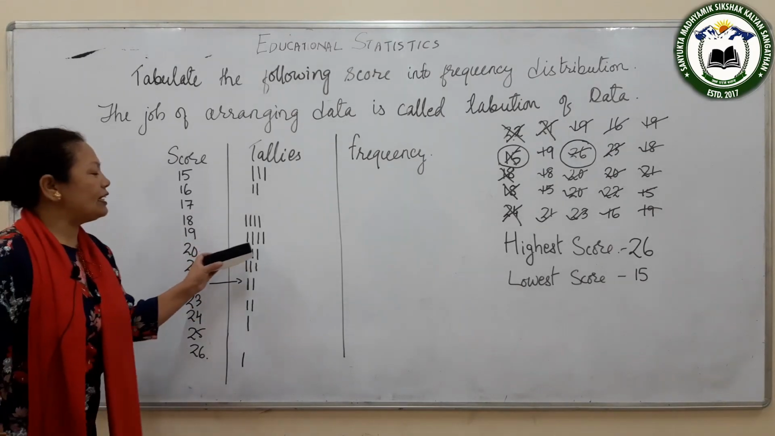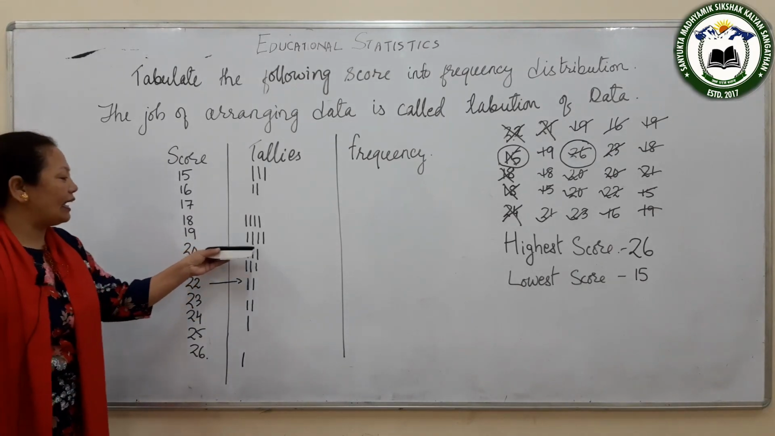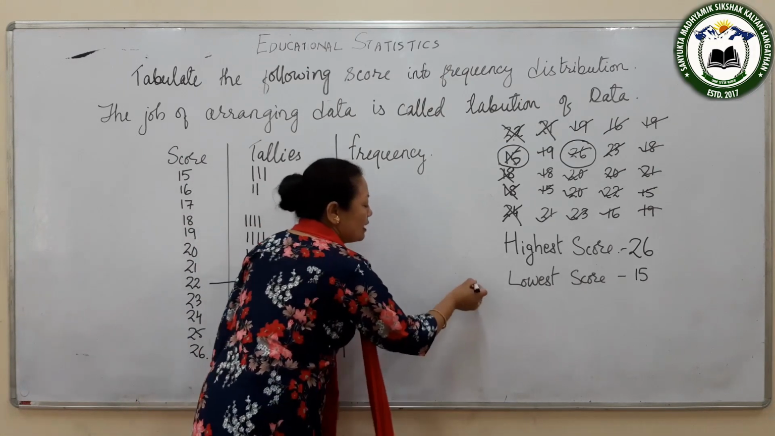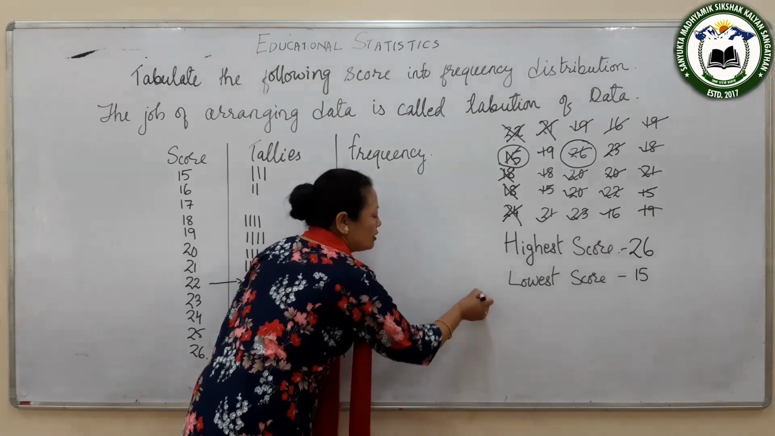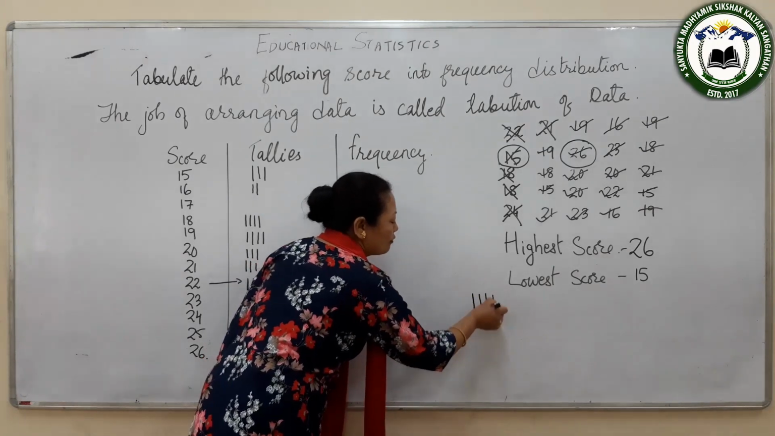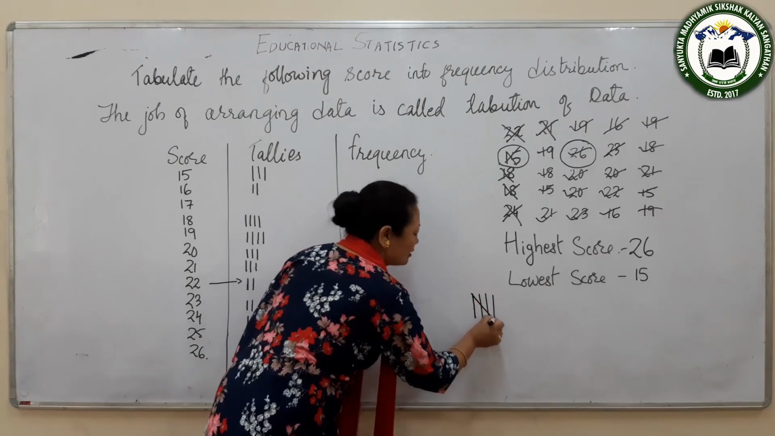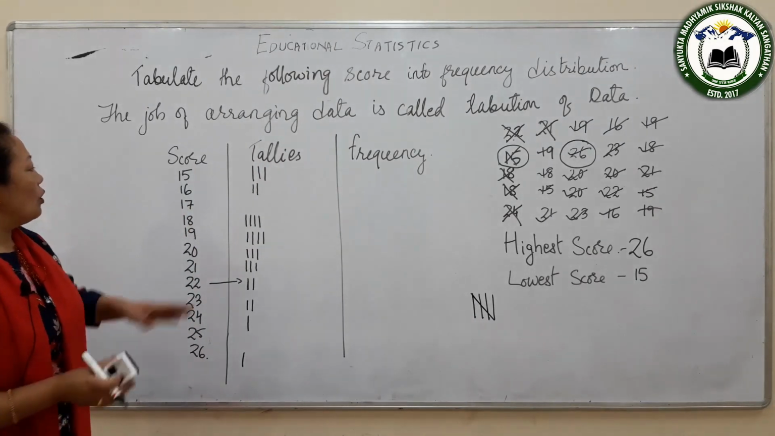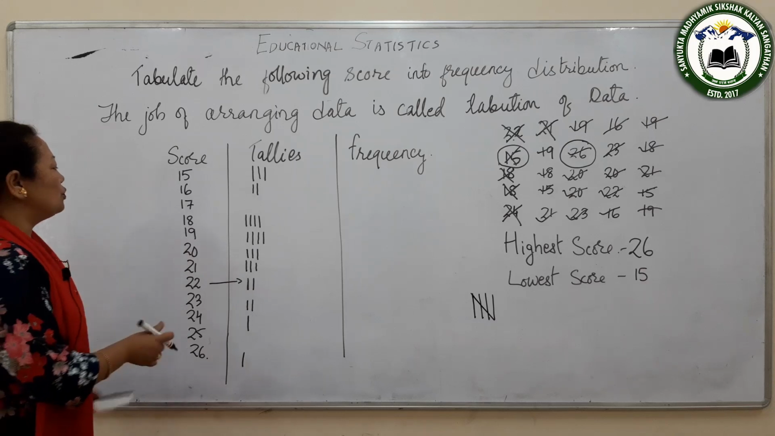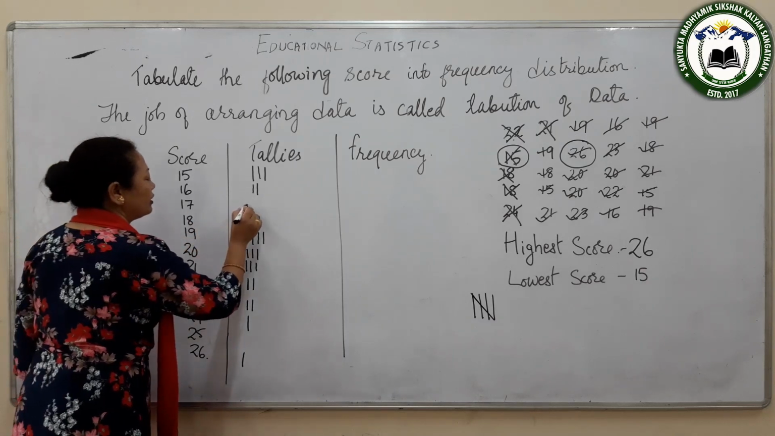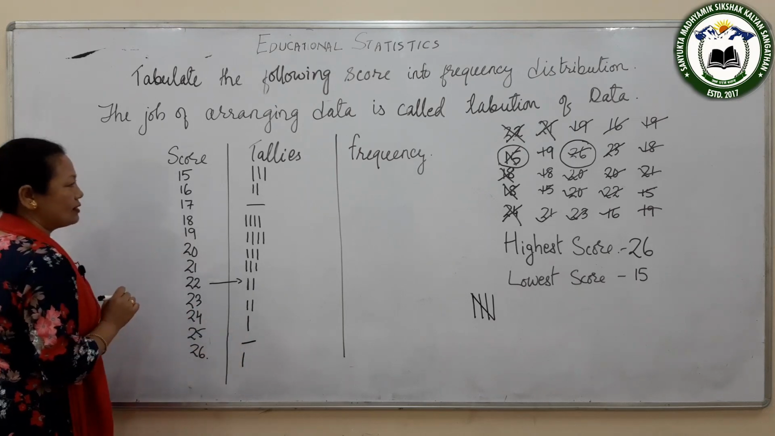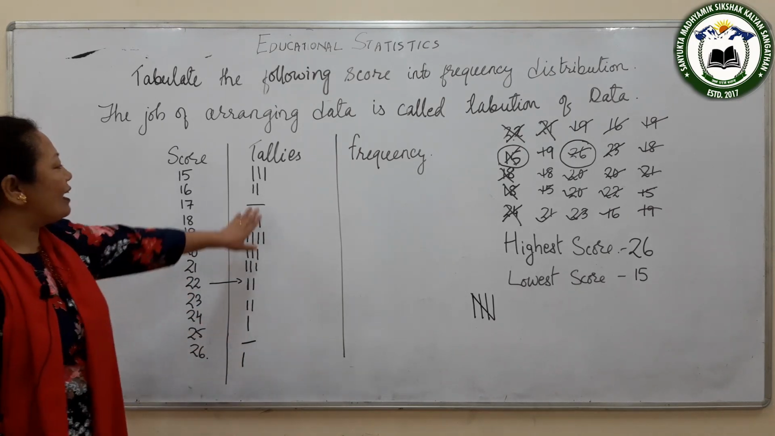If any number is repeated 5 times, what you need to do is these will be your tallies, 1, 2, 3, 4 and you need to cross this. This indicates number 5. You have seen that over here there are no tallies, over here also 25, no tallies. So now these are the tally marks.